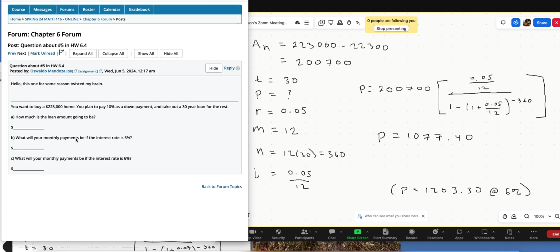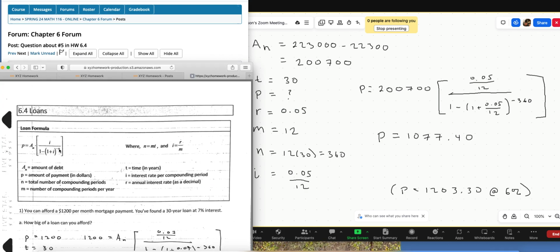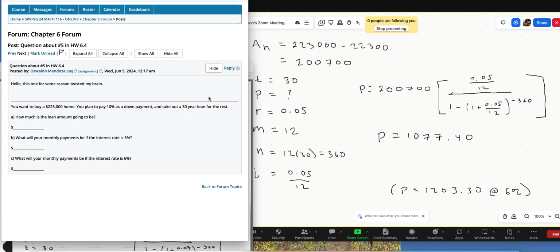And then what will our monthly payment be if the interest rate is 5%? This is a loan, so I'm using the loan formula here, and that's our payment and our financed amount. So that's all that I'm plugging in over here. Our time was 30 years. The payment is what we're trying to figure out. The rate for part B was 5%. Payments are monthly, so it would be 12.